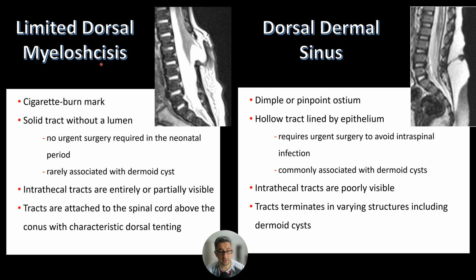In limited dorsal myeloschisis, the intrathecal tracts are entirely or partially visible. You can follow them. But in dorsal dermal sinus tract, they are poorly visible. You can't see them after entering the thecal sac. In limited dorsal myeloschisis, tracts are attached to the spinal cord above the conus with characteristic dorsal tenting, like a beak. But in dorsal dermal sinus, the tracts terminate in various structures, including dermoid cysts.